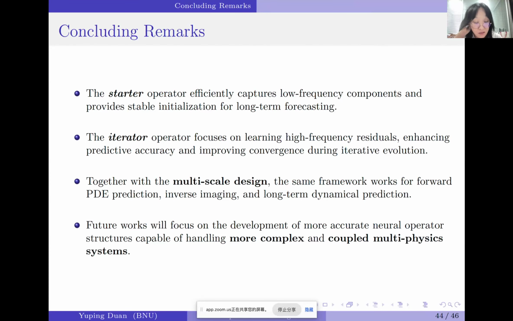Now let me summarize the main points. The starter operator captures the low frequency information and provides stable initialization for long-term forecasting. The deeply unrolled iterative operator then refines the remaining residual step by step. Together with the multi-scale design, the same framework works for forward PDE prediction, inverse imaging, and long-term dynamical prediction. So our future work will focus on more complex and coupled multi-physics systems.